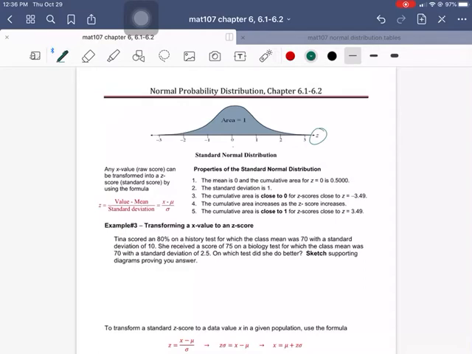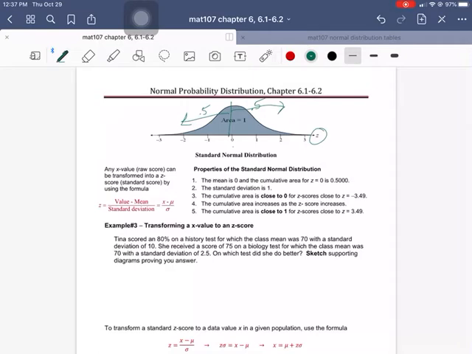They've been standardized, okay? Properties of a standard normal distribution, or z-score: the mean is 0. The cumulative area under is 0.5. That means from here to here is 0.5, from here to here is 0.5, right? Standard deviation is 1. That means it goes up by 1s. The cumulative area that is close to 0 for the z-score.